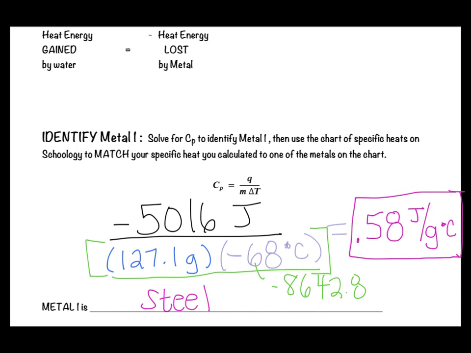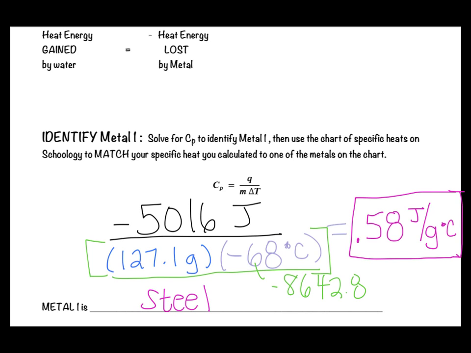It should be something less than 1, and it definitely should be a decimal. So if you're getting a really large number that's not less than 1, make sure you're using the right mass, the right change of temperature, and that you have it set up correctly in your calculator. Okay? The next step is really important.